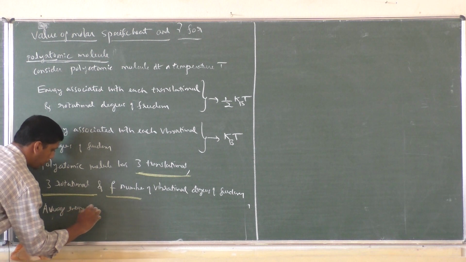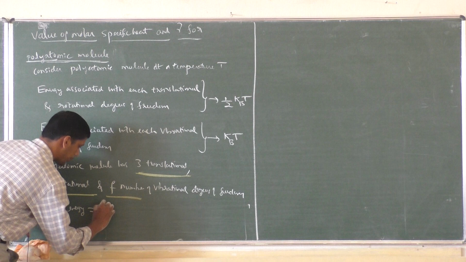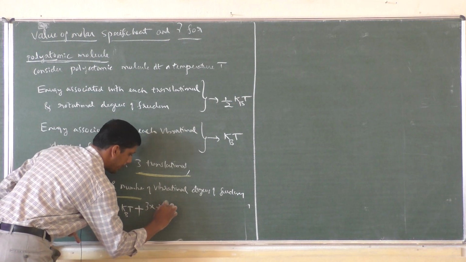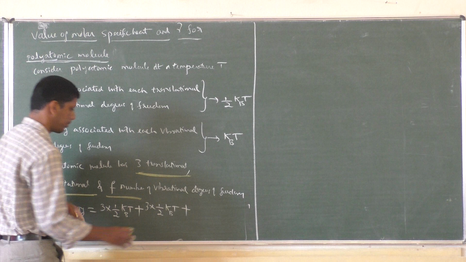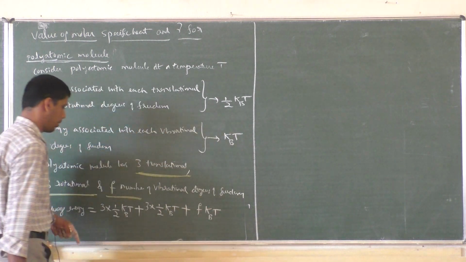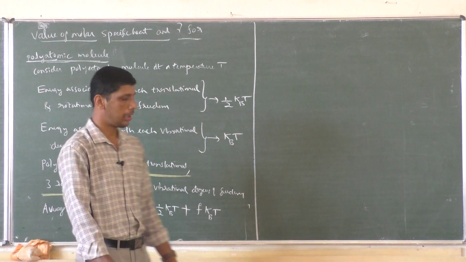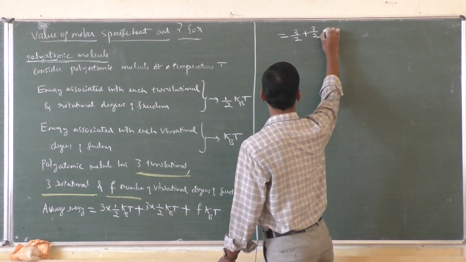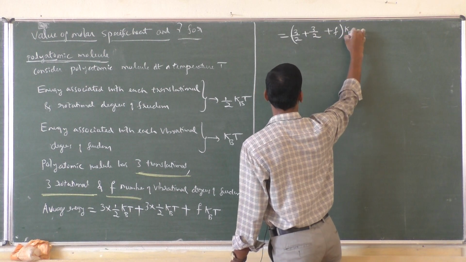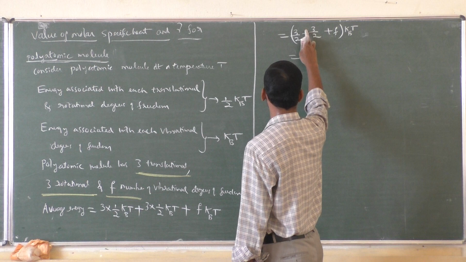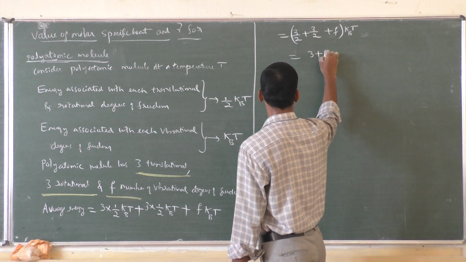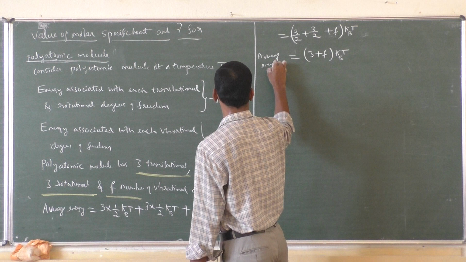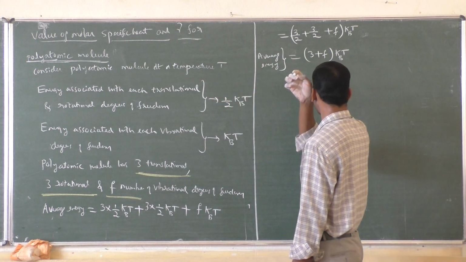value in this case should be equal to half KBT for one translation, so for 3 it is 3 into half KBT, and along with this 3 rotational, so 3 into half KBT. Along with this F number, so F into KBT. So 3/2 plus 3/2 plus F, that is 6/2, which is 3 plus F into KBT. This is the average energy. So the average energy of one molecule is equal to 3 plus F into KBT.